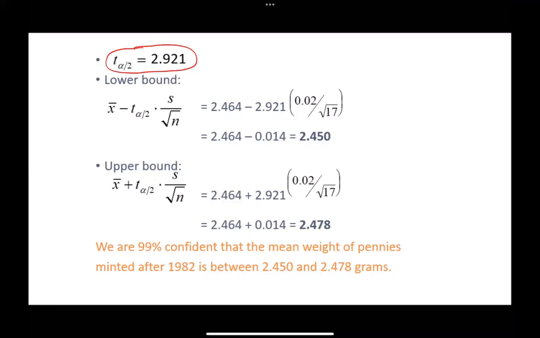So I'm going to take the T value and multiply it by the standard deviation. So I have 2.921. The sample standard deviation that I have is 0.02 divided by the square root of 17. This is your actual N. It is not N minus 1. This is your actual N.